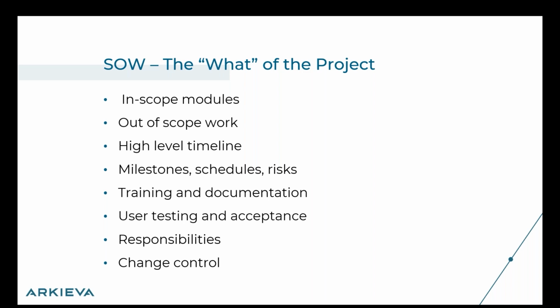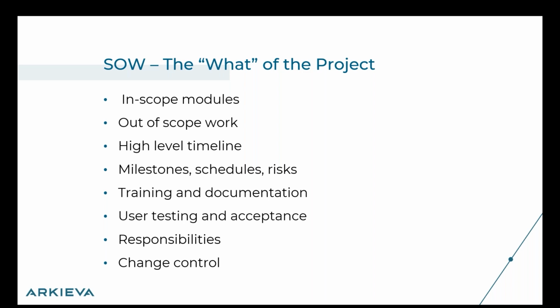The user testing and acceptance, how will we go about that? How much time will we make available for the users to do the testing? What will be the acceptance criteria? Then creating some kind of RACI matrix which says who is responsible, who is accountable, who's consulted, who's informed. These are different facets of things that go into the SOW document.